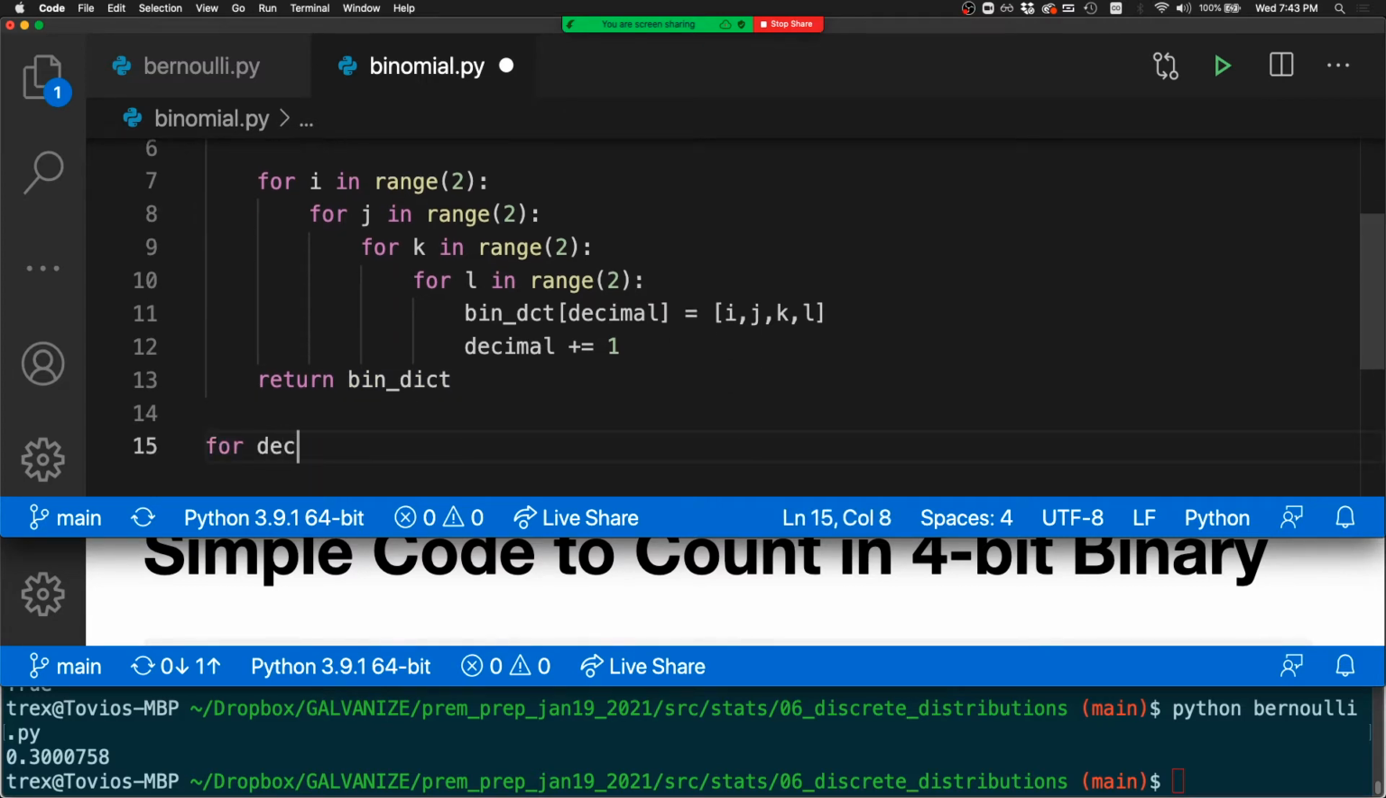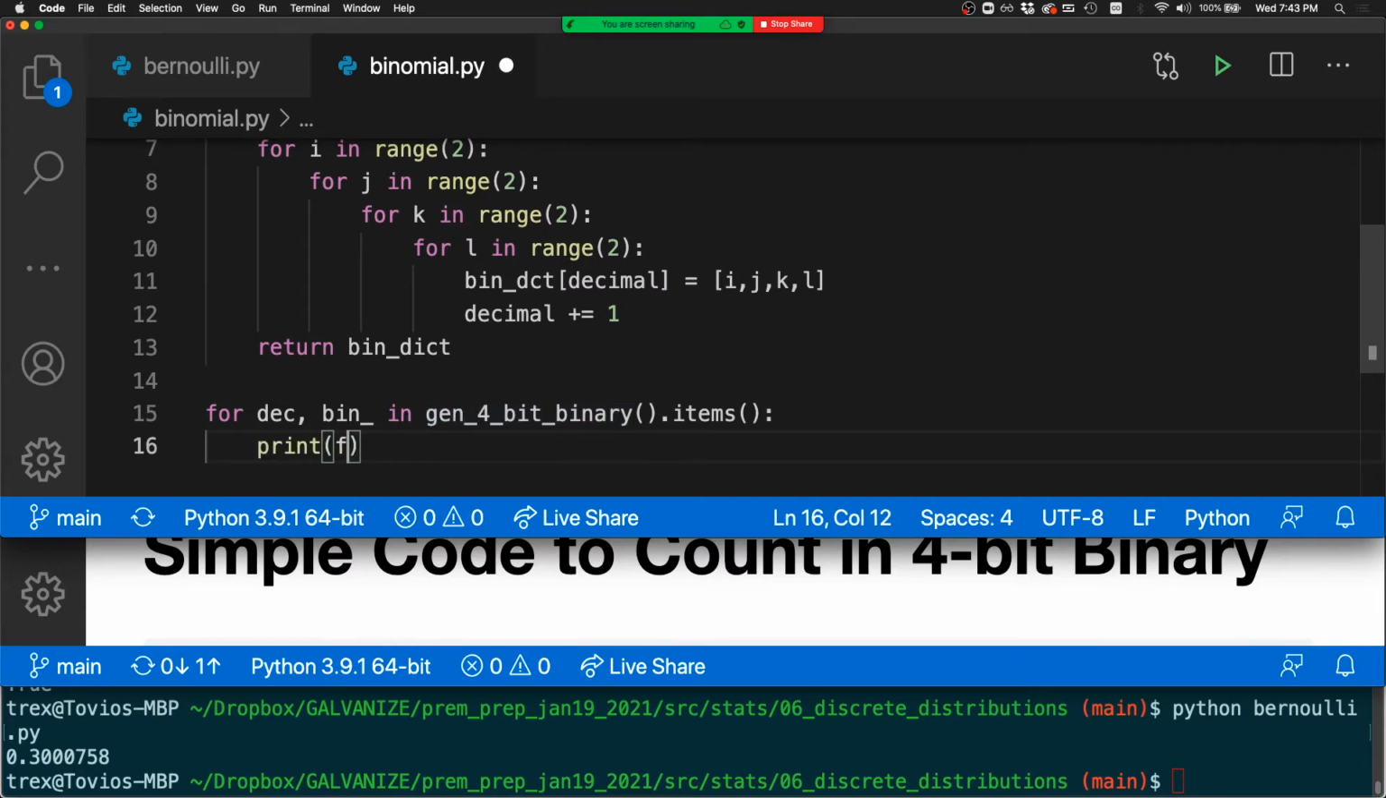So if I get the decimal and binary out of this, it's just decimal. Oh, notice that bin is actually a keyword in Python. So I'm going to do bin underscore in generate 4-bit binary dot items. Dot items is how you get, that'll unpack into the decimal and bin values. That's how we do that. Then I can just print this f string of the decimal and the binary.